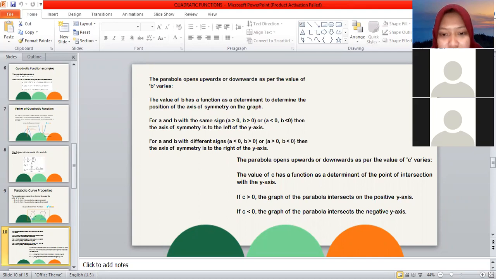The parabola changes as the value of c varies. The value of c functions as a determinant of the point of intersection with the y-axis. If c is more than 0, the graph of the parabola intersects the positive y-axis. If c is less than 0, the graph of the parabola intersects the negative y-axis.